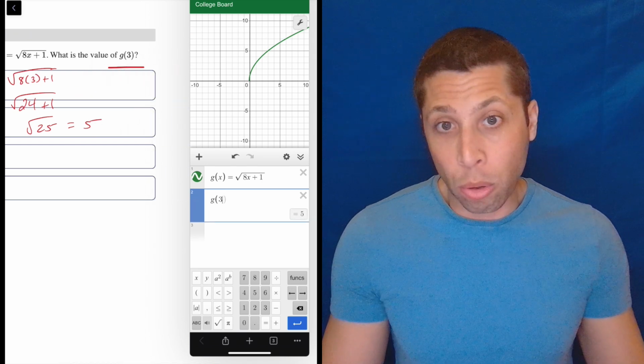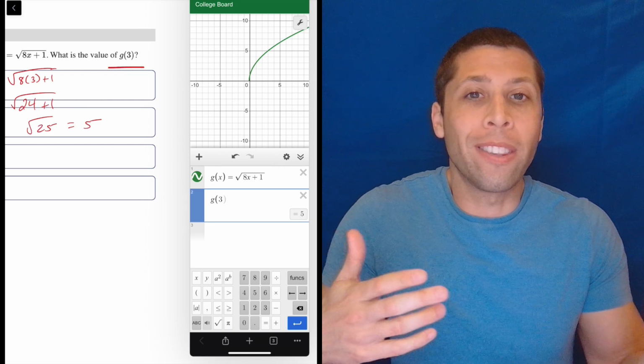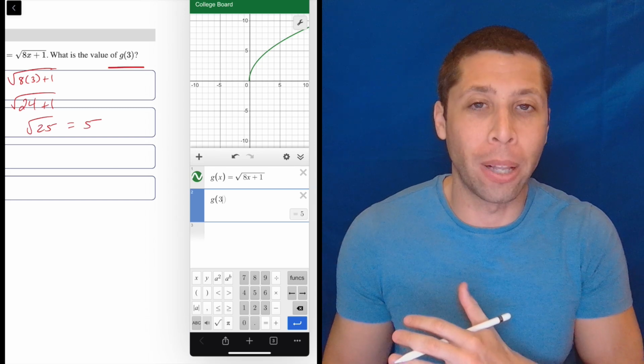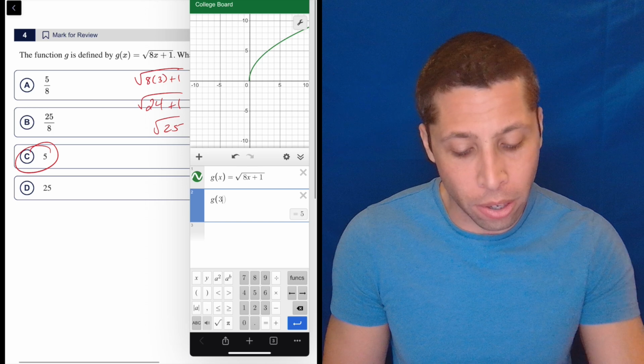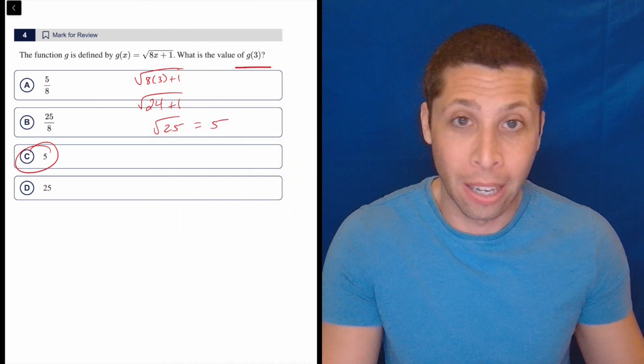So Desmos is really great at function notation, mostly for when the equation itself is so complicated that you don't want to do all the arithmetic involved in plugging it in. Then Desmos is great. But here, that arithmetic is so straightforward. You really just want to be able to do this by the book, mental math, or a little bit of scratch paper.